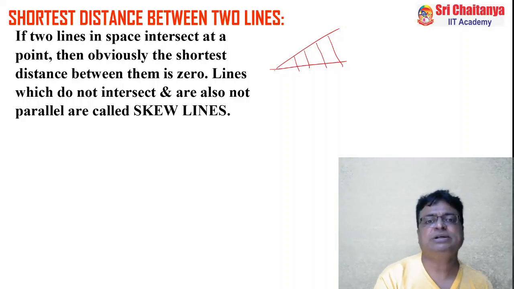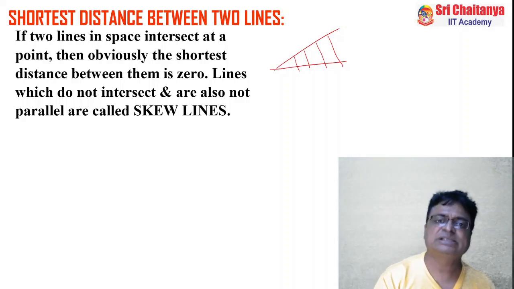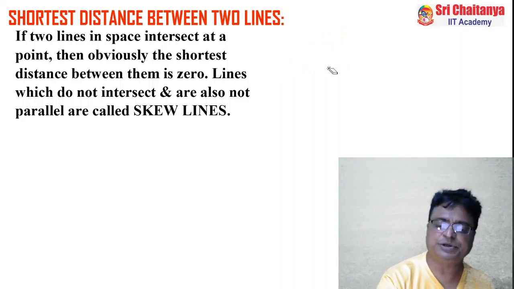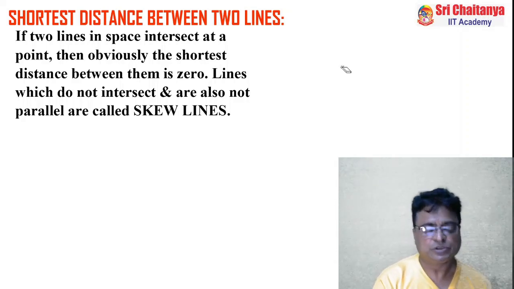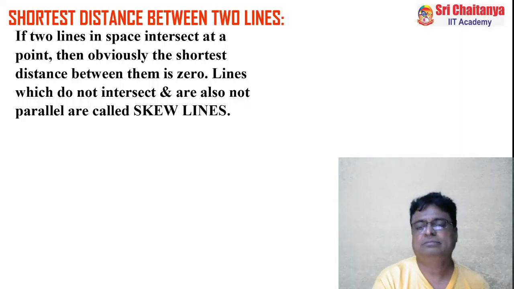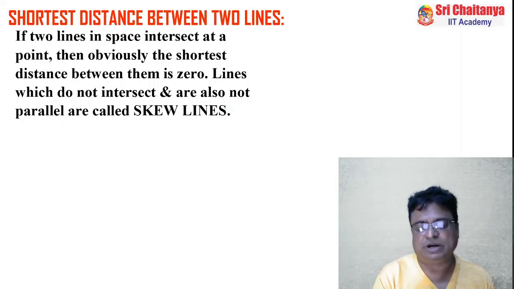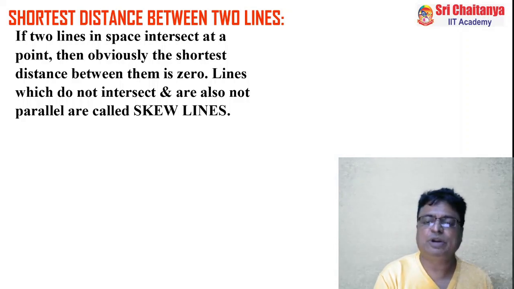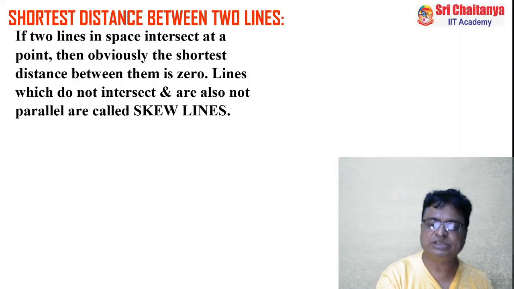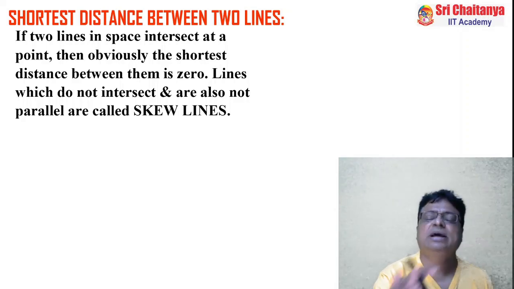If two lines do not intersect and they lie on two different planes, they are called skew lines. So here I introduced a new definition, skew lines: lines which do not intersect and are also not parallel. See, actually, parallel lines never intersect in coordinate geometry, and if two lines are not parallel, definitely they should intersect. But here what I'm saying is two lines which are not parallel and do not intersect are called skew lines.